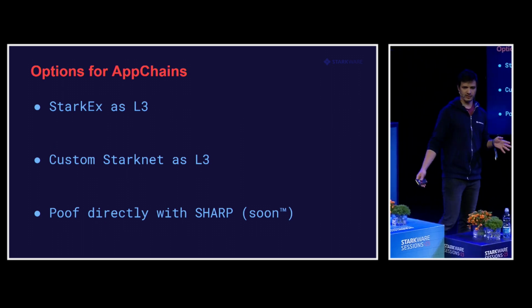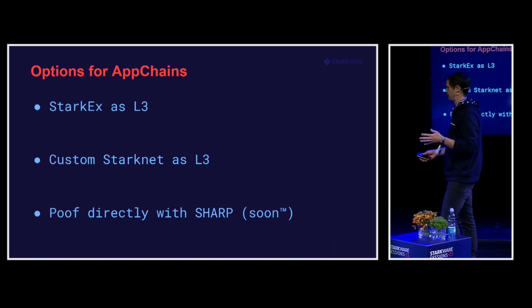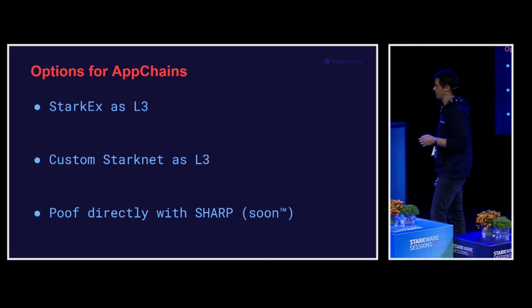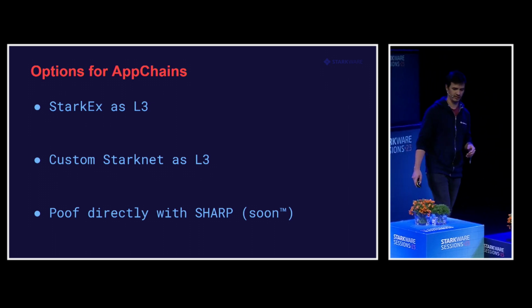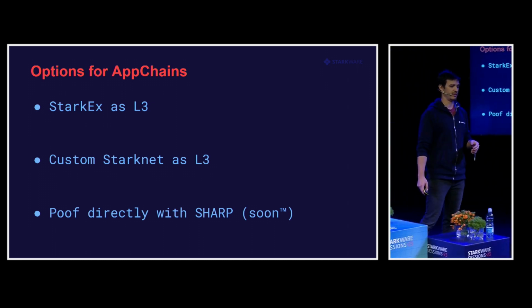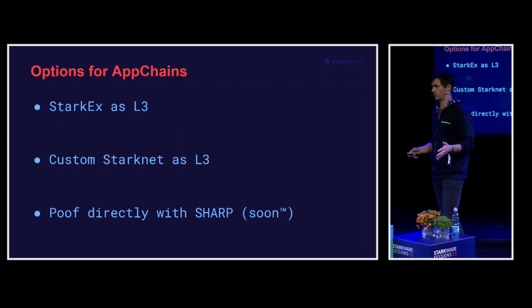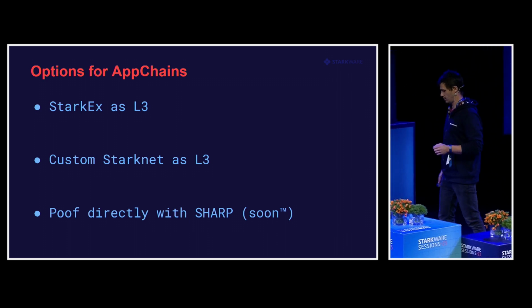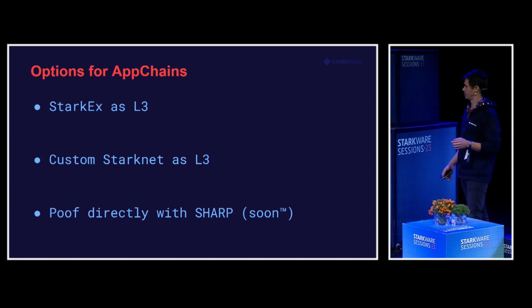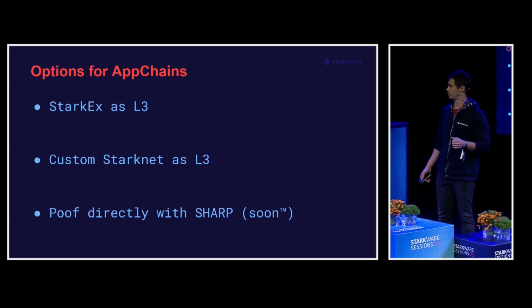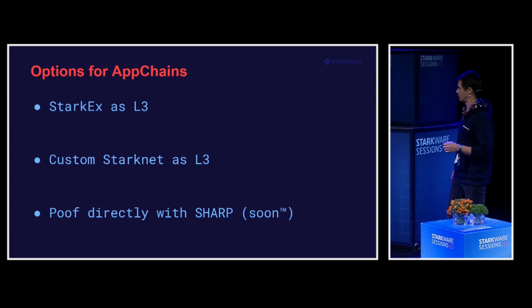So some of these are already available, and some of these are going to be experimented with in the near future. So StarkX as an L3, already something that is in the works. At first, it will be validated on L1 and message to L2, just to gain from the aggregated proofs that Sharp is producing, but later just as proofs on L2.